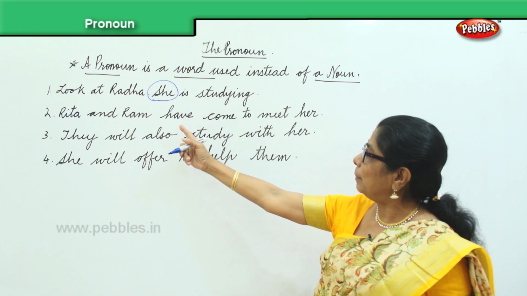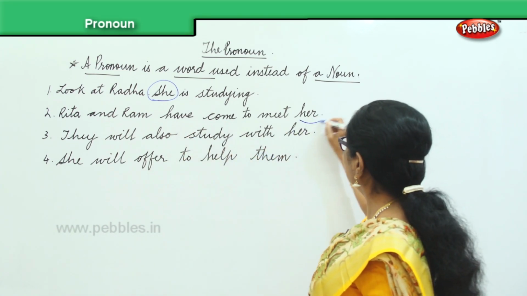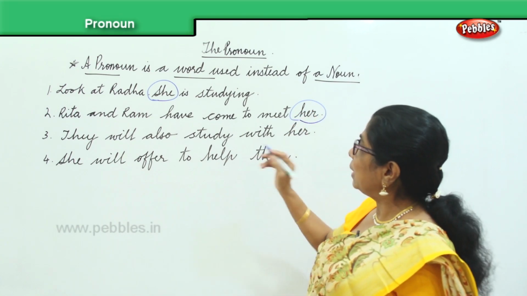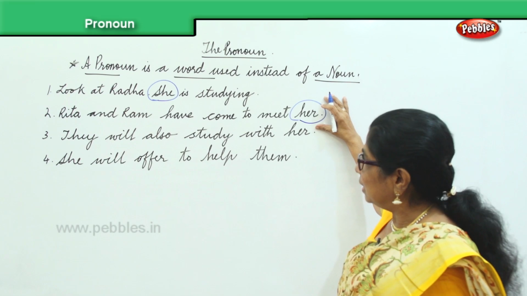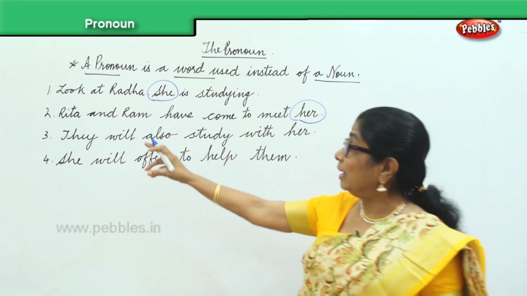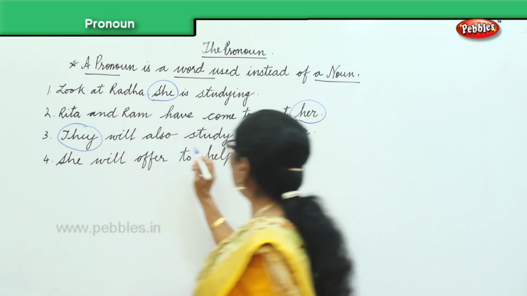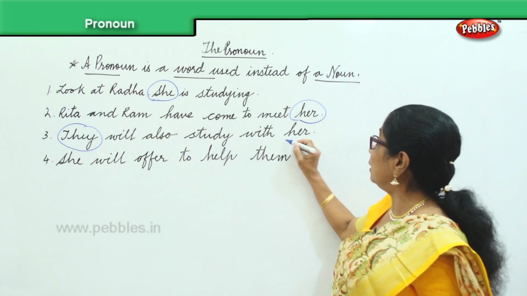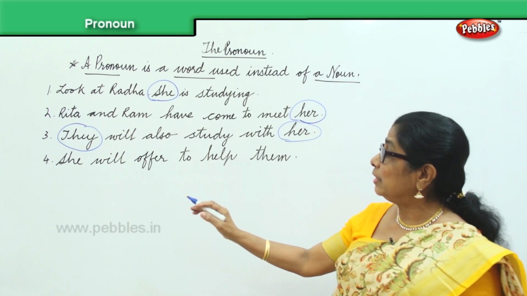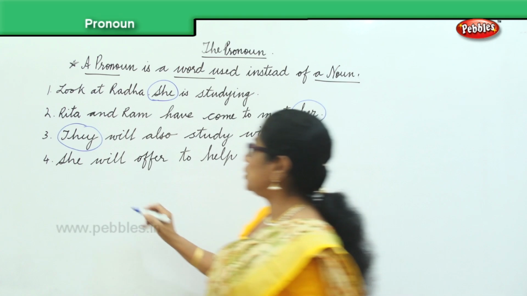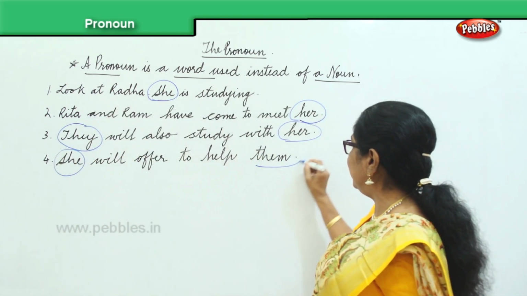So, she is a pronoun. Rita and Sam have come to meet her. Her. Instead of saying Rita and Sam have come to meet Radha, they say her. So, she, her. They, meaning Rita and Sam. They will also do the study with her. Her, with whom? Radha. Next we have, she will offer. She is also a pronoun. Will offer to help them.